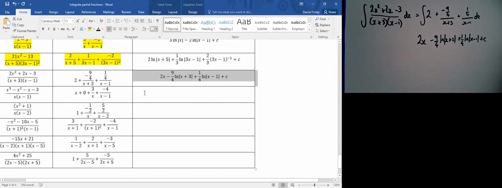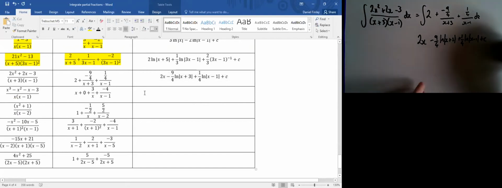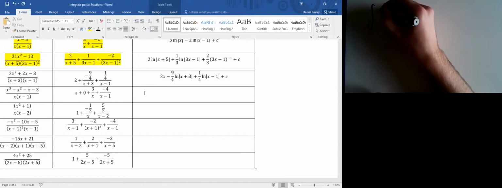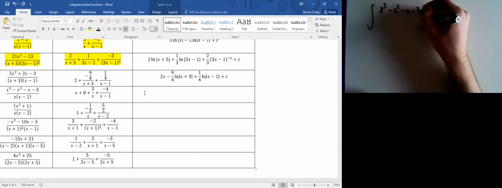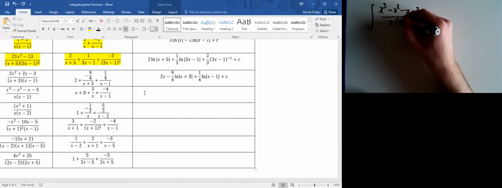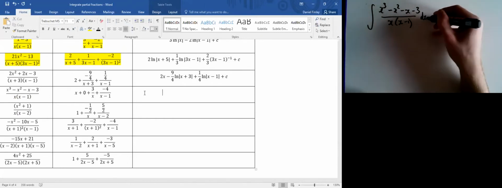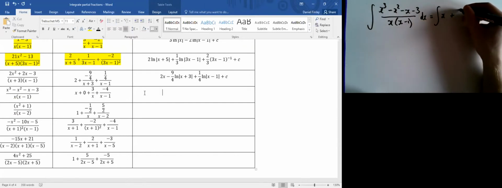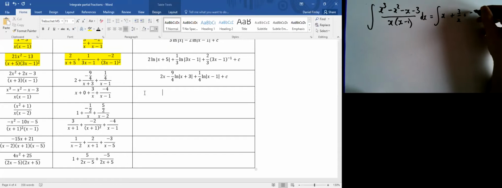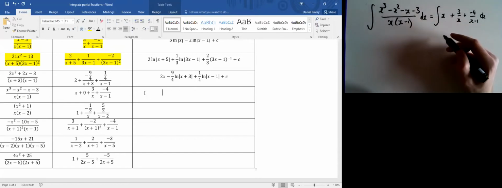Or I can check my answer, make sure I haven't done anything stupid. Okay, and the fourth one, to integrate (x cubed minus x squared minus x minus 3) over (x minus 1). Well, we've done the partial fractions bit and we got x plus 3 over x minus 4 over x minus 1. So x, you can integrate x to get a half x squared.